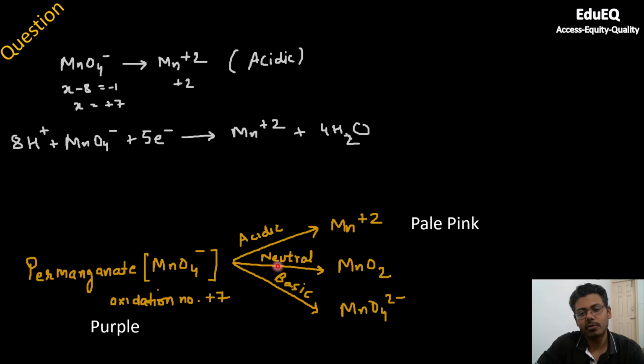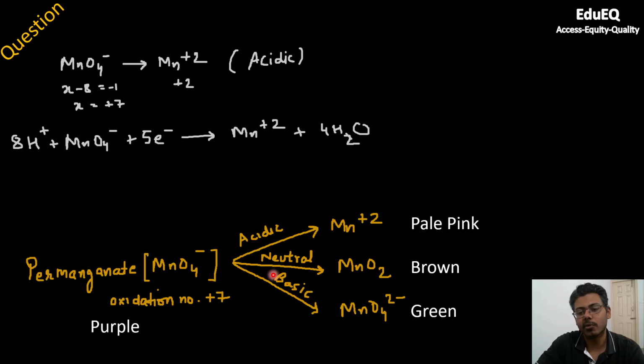If you put it in aqueous medium or neutral medium, it becomes MnO2, which is brown, and when you put it in basic medium, it forms MnO4 2 minus, which is green in color. So direct questions you can expect from here, that there is a permanganate ion when it is put in a solution which forms green color. They will not even tell you that they have put this in basic solution, because it's a property that in basic solution it forms MnO4 2 minus, which is green in color.